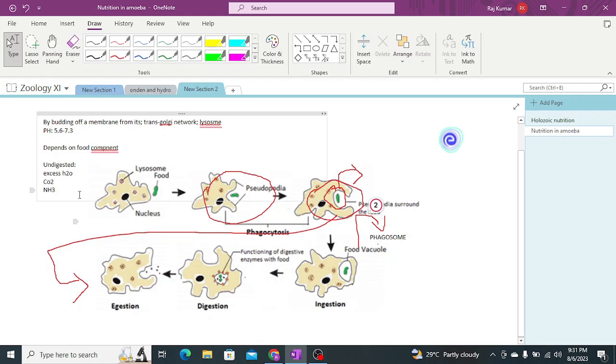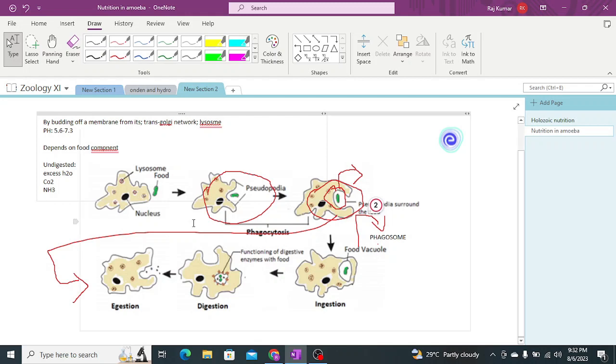And exocytosis involves what? First, a unit membrane will be formed outside these undigested particles, and they will then be called a secretory vesicle. The secretory vesicle will be carried near the surface of the cell membrane, and its unit membrane will fuse with the cell membrane, due to which the undigested particles will come out of the cell.